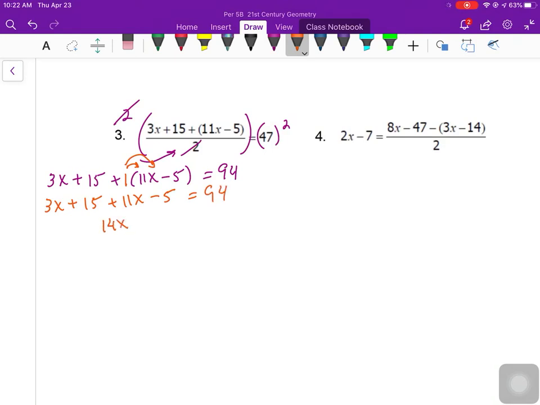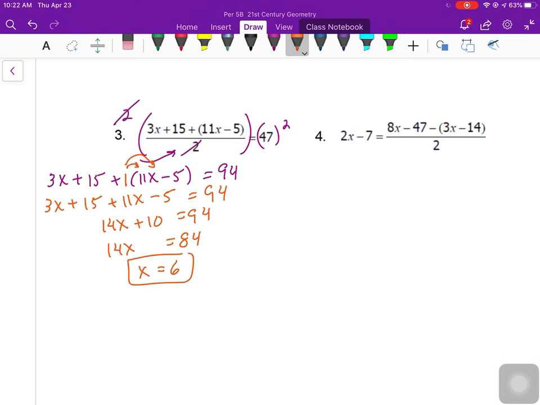Combining the like terms, 3x and 11x is 14x. 15 minus 5 is 10. Subtracting 10 on both sides gives us 14x equals 84. Dividing by 14, x would be 6.